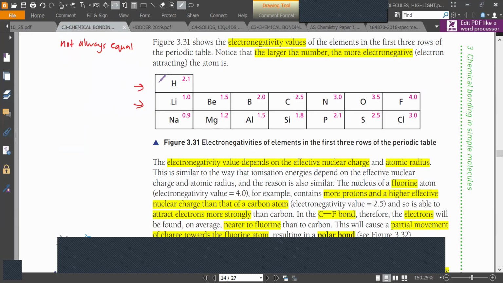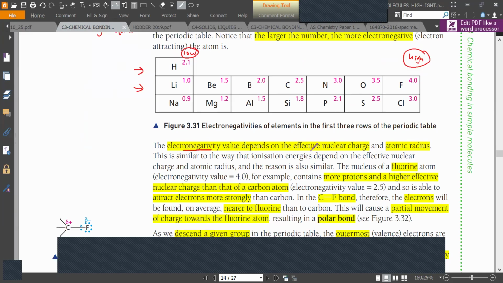We can see here this part is low, this part is high. So why? The electronegativity will depend on the effective nuclear charge and atomic radius. This one we learned in the previous topic, the effective nuclear charge. Let's say we talk about lithium and fluorine. Nuclear charge is talking about how many protons, how many charges in the nucleus.